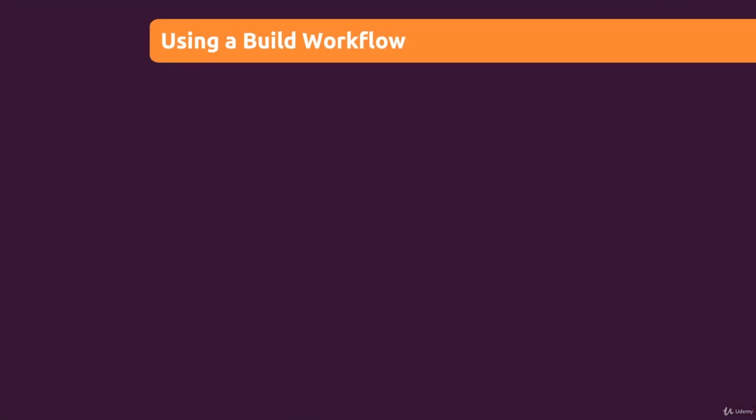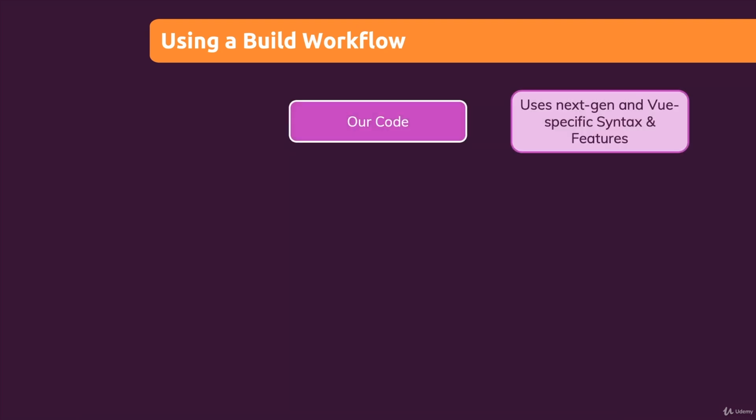In the end, the project which we created with the Vue CLI uses a so-called build workflow. That's a fancy way of saying that the code we write is not the code that runs in the browser. Instead, our code has certain features, for example, next-gen JavaScript features, but also Vue-specific features and syntax like the .vue files, which wouldn't work like that in the browser. If you try to load a .vue file with the structure you just saw in the browser, it simply wouldn't do anything because the browser doesn't know what to do with that code. But that's the important thing now.